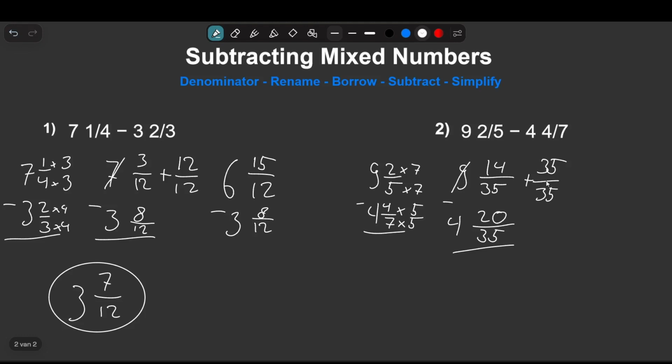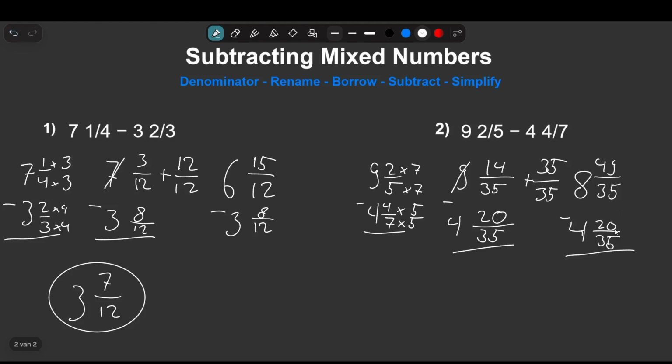This will get us to 49/35. And of course our whole number of 9 has now turned into 8 because we have borrowed a whole number from the 9. And now we can just write our other mixed number down below, like this, 4 20/35.